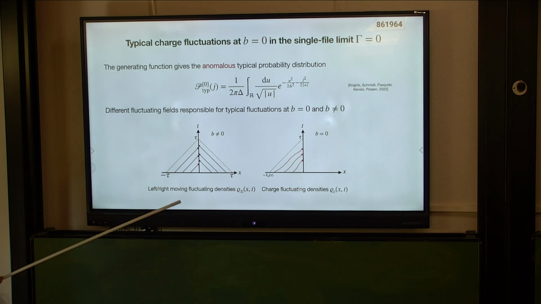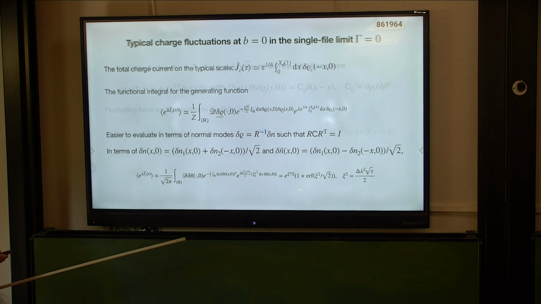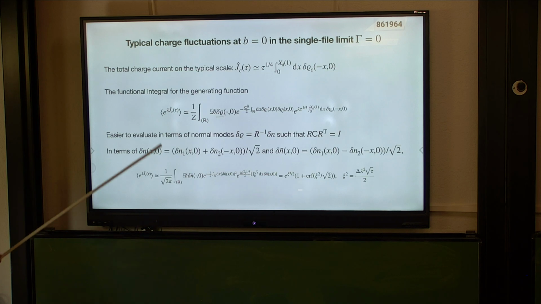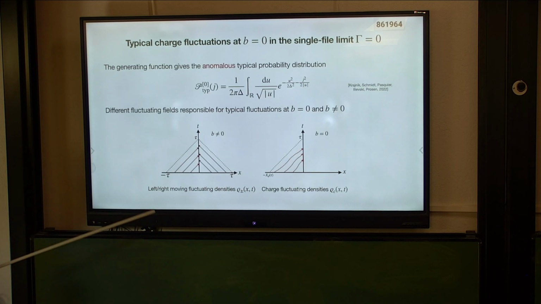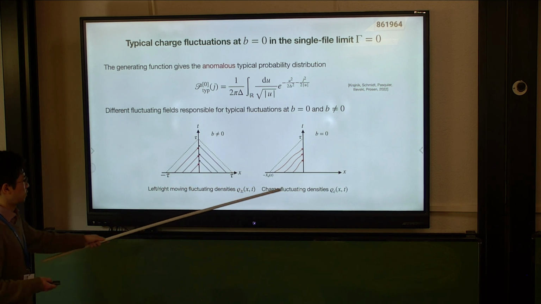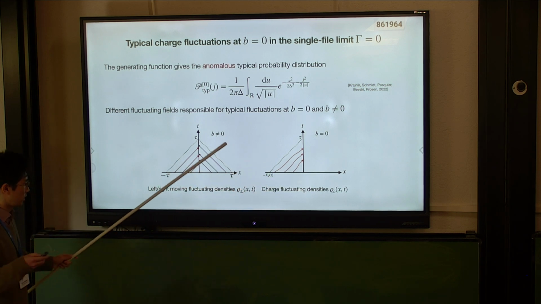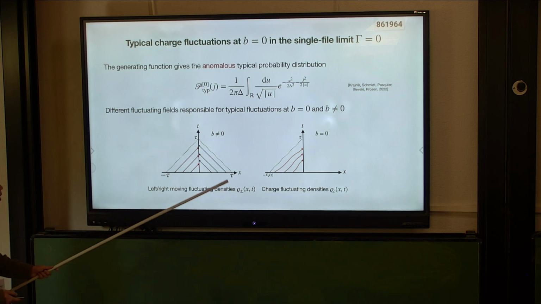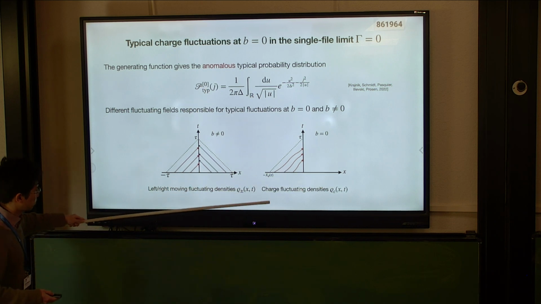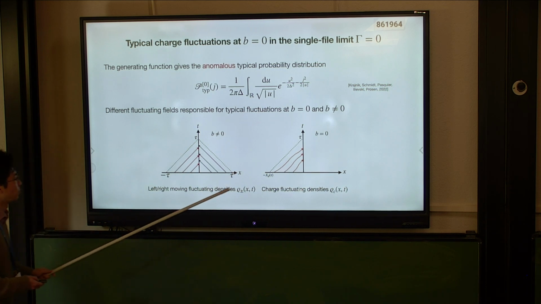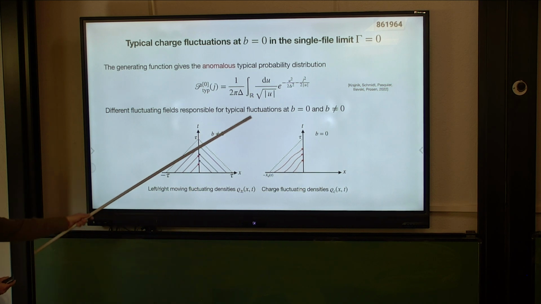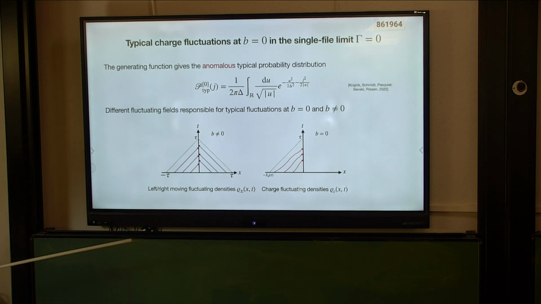So at half filling, you just observe that only charge fields are going to be important for the determination of this generating function. And that's why charge fluctuating field densities are the only kind of densities that are going to contribute to this typical probability distribution at half filling. And because they are transported by this nonlinear equation, this initial Gaussianity is broken by the time evolution, and therefore you end up with a non-Gaussian profile of the probability distribution.